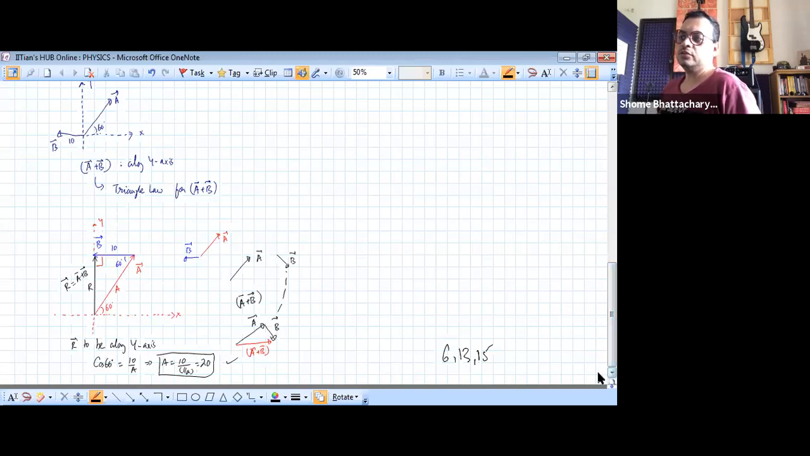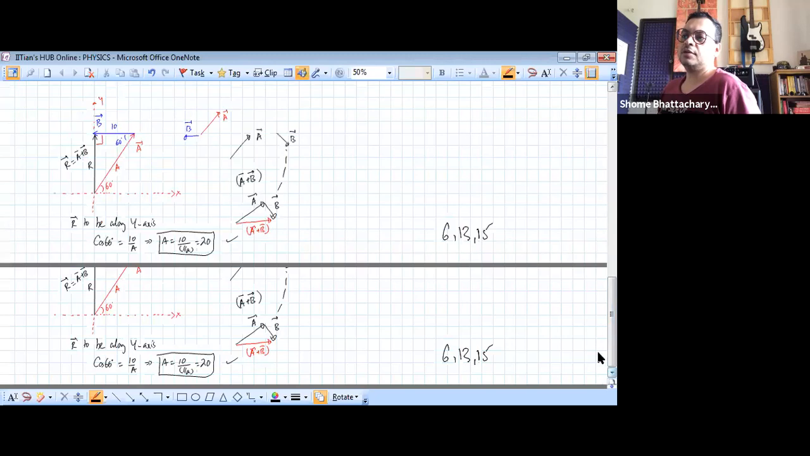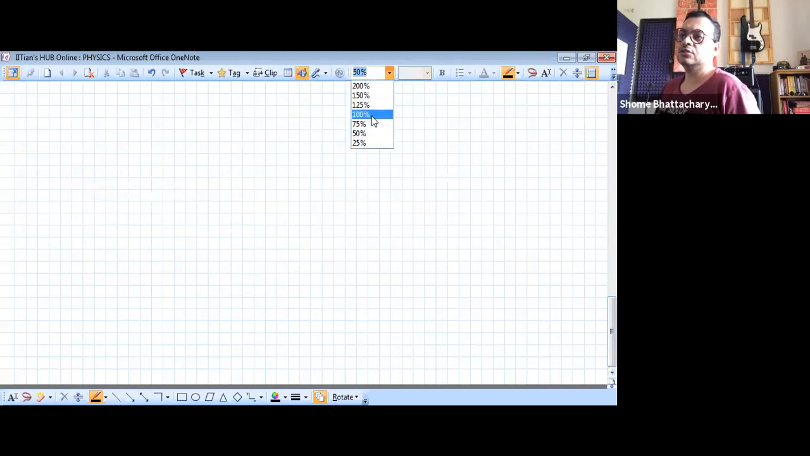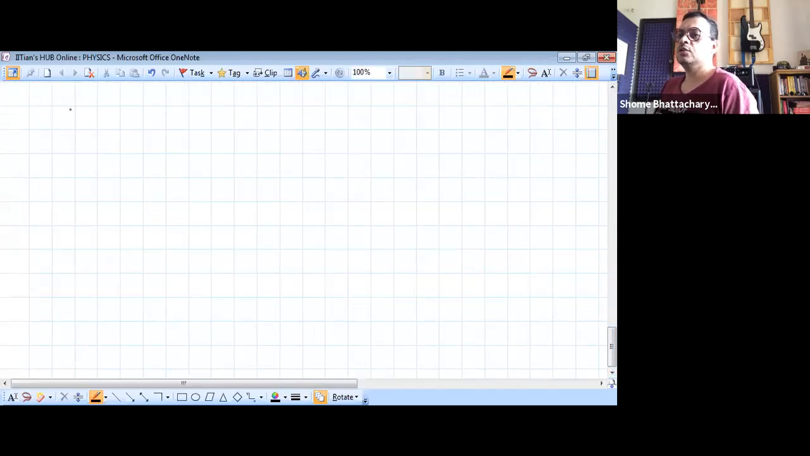Now, mind you, there's one more thing we could do. We could also use the parallelogram law, since in question 6 also there is that thing, let me also explain. Now, what happens in the parallelogram law?